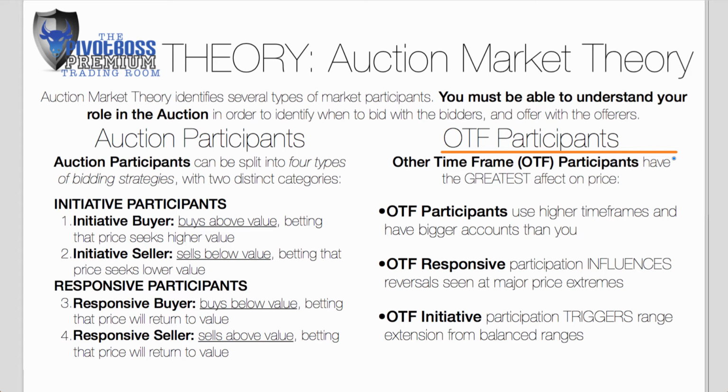So OTF responsive participation influences reversals at the edge of major trading extremes, whereas OTF initiative participation triggers range extension from those balanced ranges. So in that crude oil example, we had this range initially. The OTF responsive participation is being seen at the edges of that range. And then once you see expansion from that range, this is OTF initiative participation that triggers the range expansion.